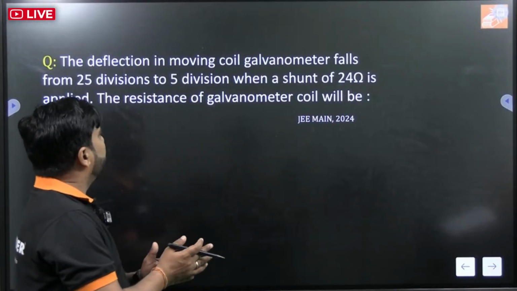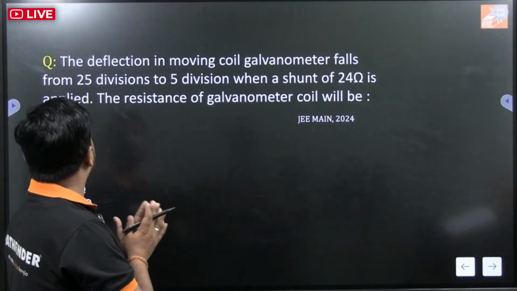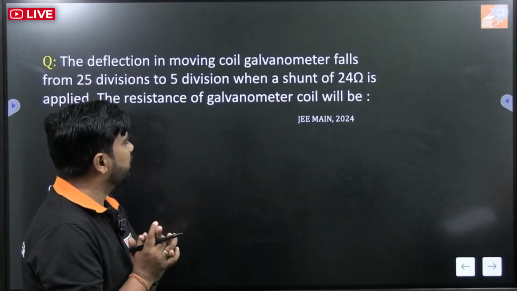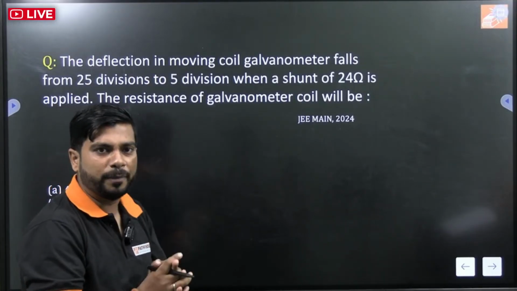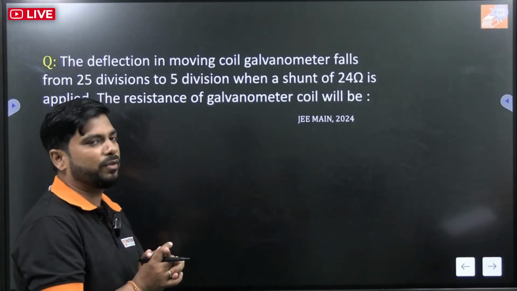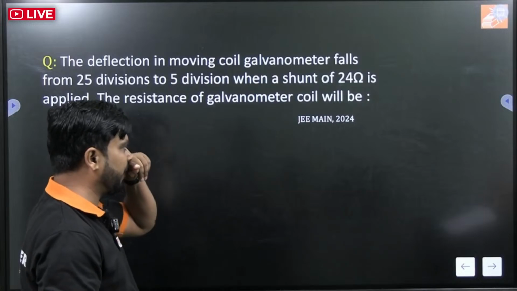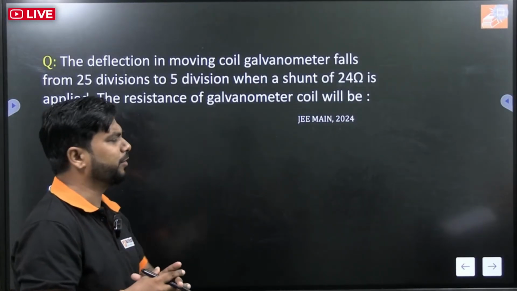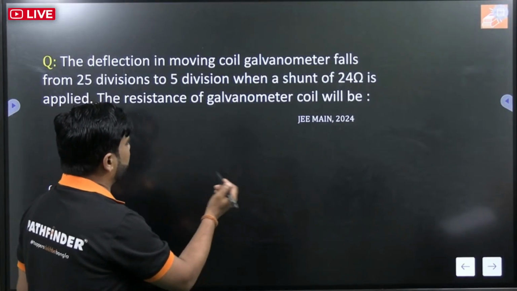Fine. The deflection in a moving coil galvanometer falls from 25 divisions to 5 divisions when a shunt of 24 ohm is applied. The resistance of the galvanometer coil will be. You have to find out the resistance of the galvanometer. This question is a little bit confusing, you can say, if you are not following the proper pattern.